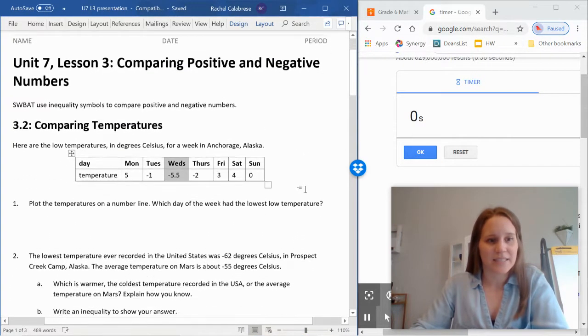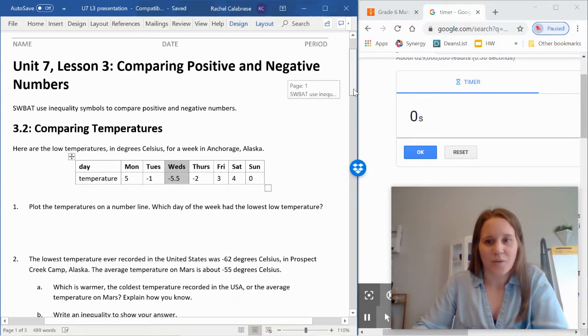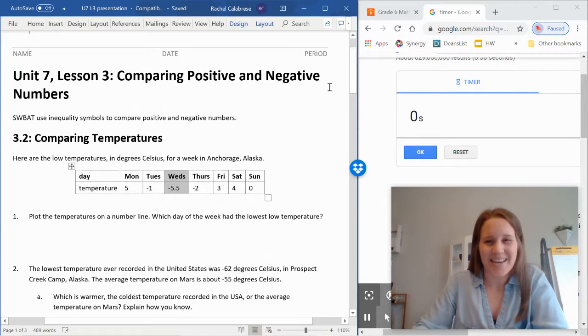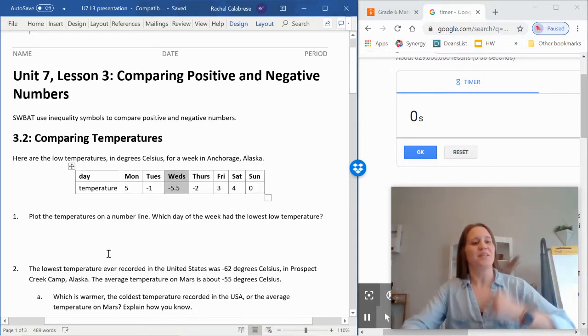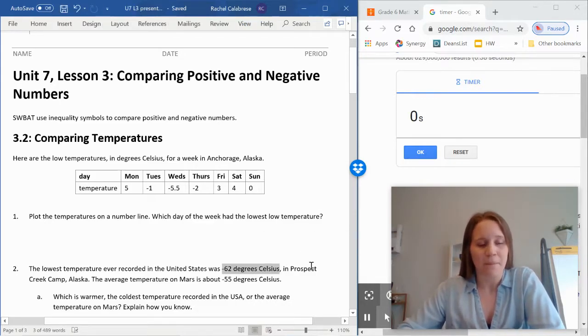All right. Here is number 2. There's a few parts here. I'm going to only reveal one at a time. Number 2, the lowest temperature ever recorded in the United States was negative 62 degrees Celsius. Wow, that is really cold. In Prospect Creek Camp, Alaska. The average temperature on Mars is about negative 55 degrees Celsius.